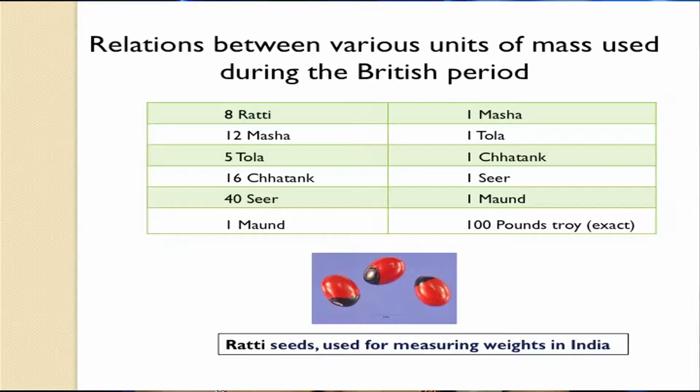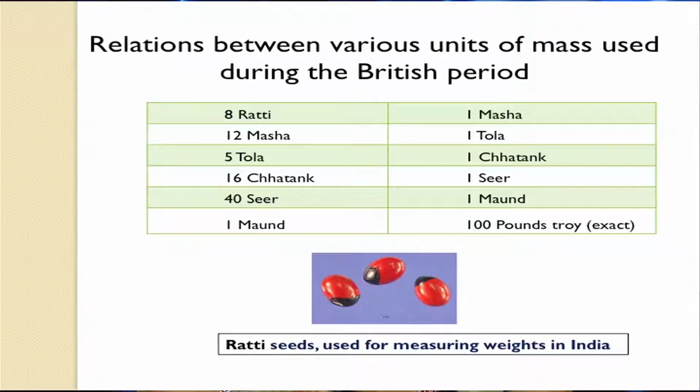The essential units of mass used in India included rati, masha, tola, ser, maun. Rati is a red seed whose mass is approximately 120 milligram. It was widely used by goldsmiths and by the practitioners of traditional medicine systems in India.